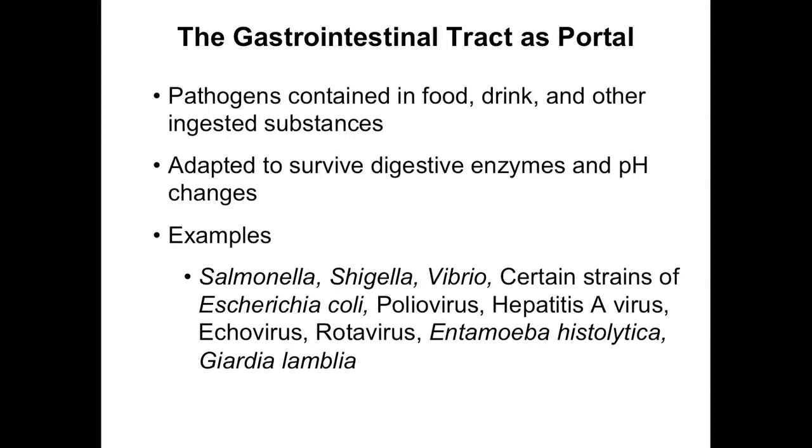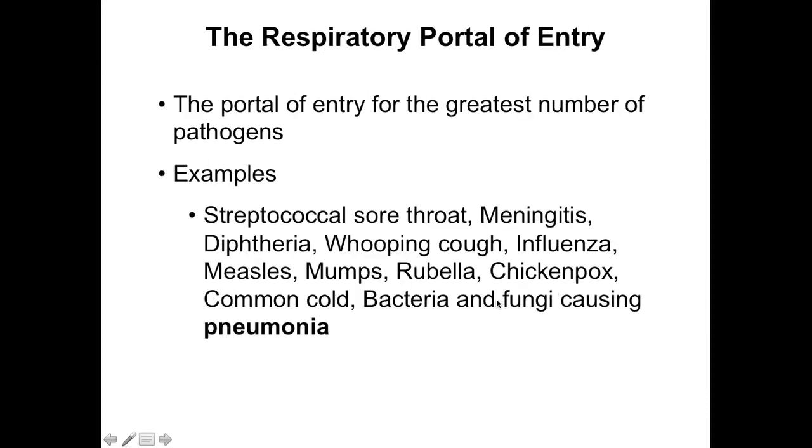The gastrointestinal tract is a portal, so pathogens contained in food, drink, and other ingested substances. These are usually the guys that are transmitted via the fecal-oral route, and we'll spend a whole lecture just on these guys. And these adapt to surviving digestive enzymes and pH changes. You can see a whole list of guys that have the ability of doing this: Salmonella, Shigella, Vibrio, all that good stuff. We'll talk about these in more detail later on.